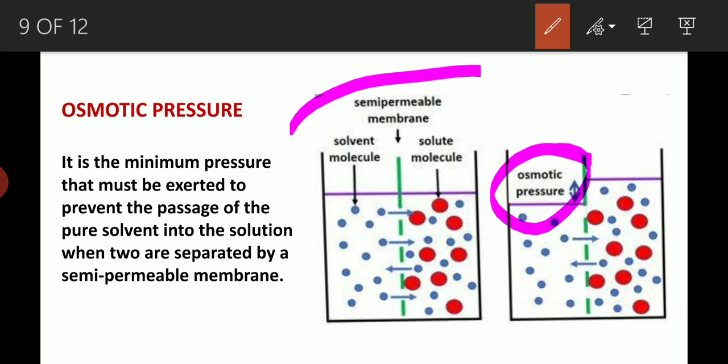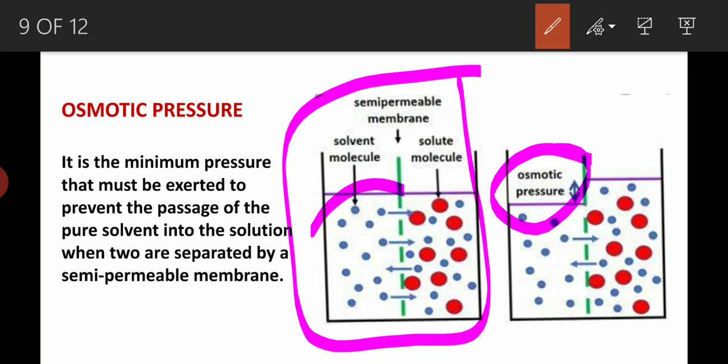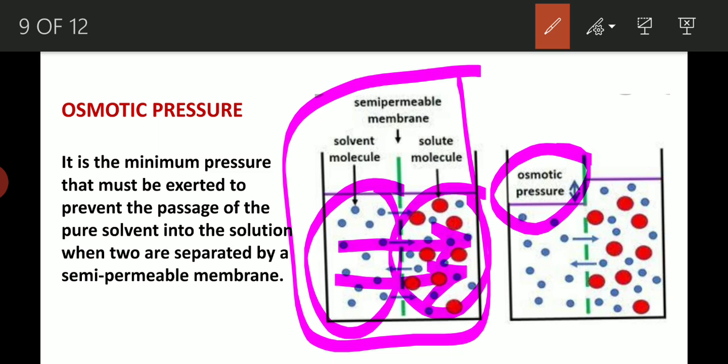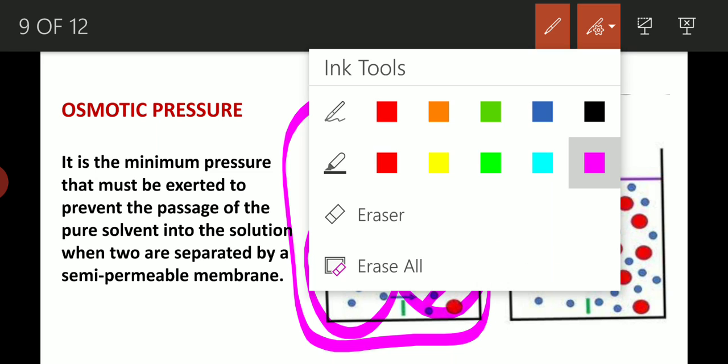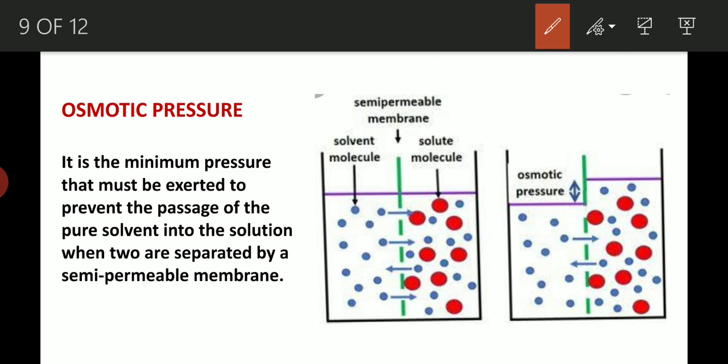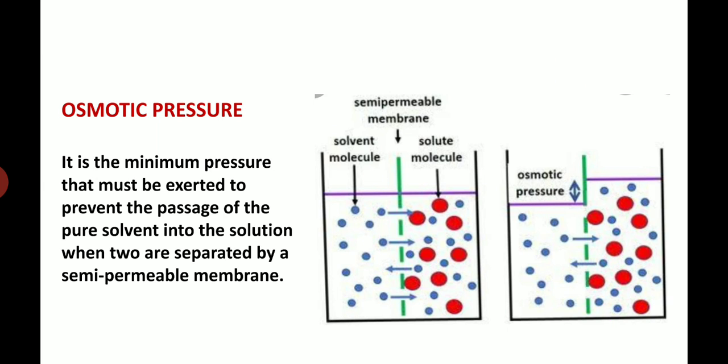See, this is a solution. Here on the left, only pure solvent is present, and here the solvent concentration is less. So the water is moving from left to right. So osmotic pressure is that minimum pressure which will be exerted so as to prevent the passage of this pure solvent into the solution. And obviously there will be a semi-permeable membrane present between them. This you need to keep in mind. Okay, so this is the osmotic pressure.